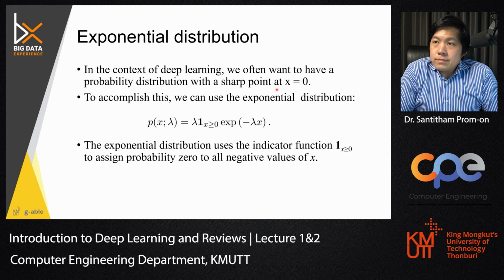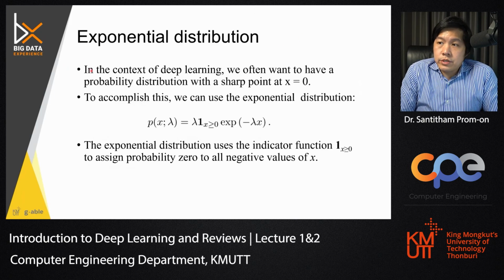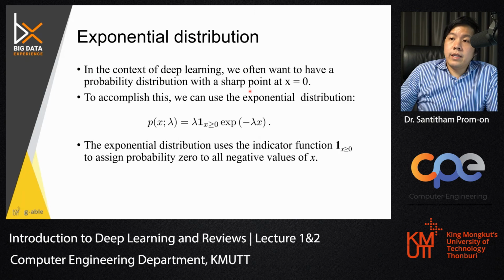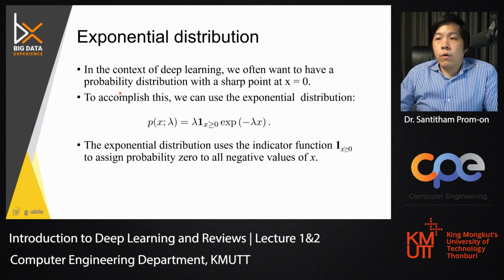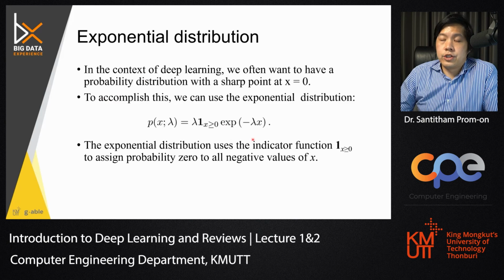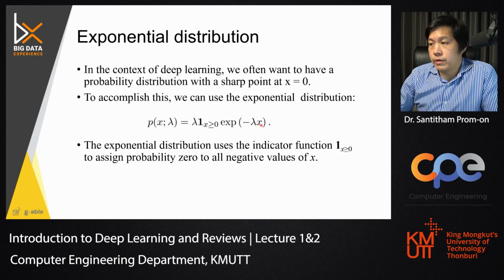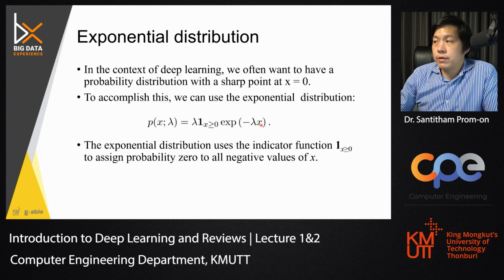For the exponential distribution, it refers to a distribution that is using an exponential. In deep learning, sometimes we want to have a probability that has a sharp point at 0 and then reduces at higher values. We can use the exponent function in that case. This is the exponent function. So when x increases, the value would decrease, and lambda would control the rate at which it decreases. Okay, this is called the exponential distribution.